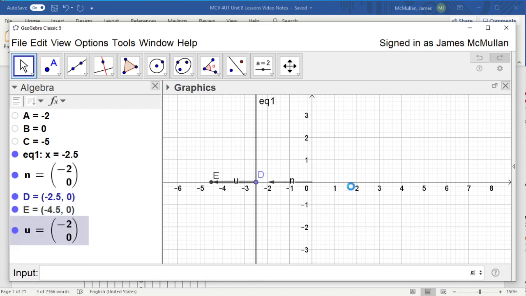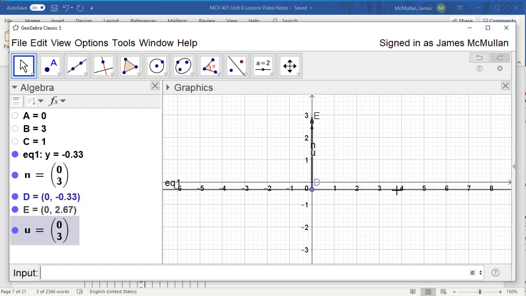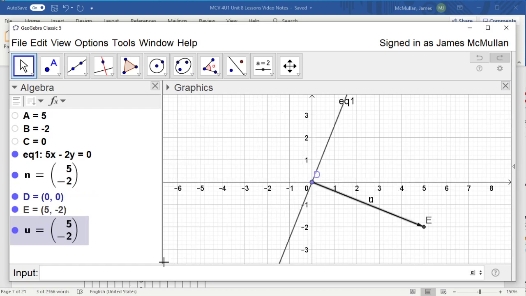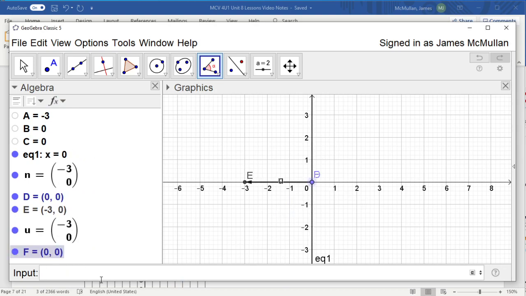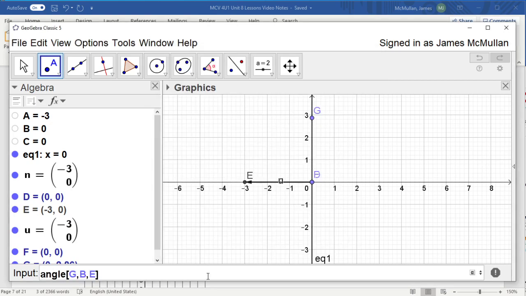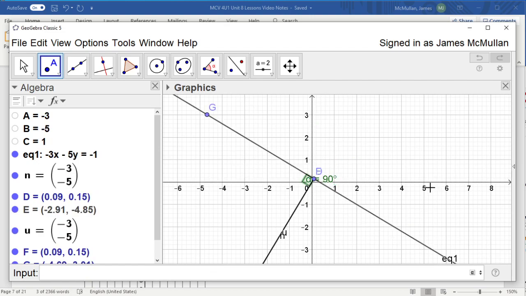If you look here, this normal vector, we can also measure its angle. So can I do another point? I think it just makes the same one. All right, so some other point over here. So angle G to B to E. Right, so it always meets at 90 degrees.